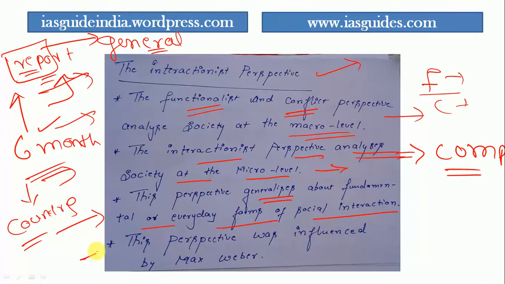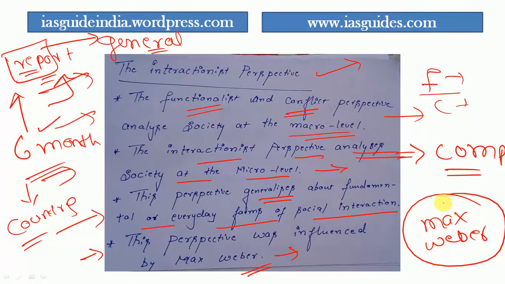This perspective was influenced by Max Weber. Max Weber is the person who worked extensively on the interaction perspective. Not only Max Weber, there is another very famous sociologist who contributed after Max Weber, and his name is George Herbert Mead. I'll write his name here, George Herbert Mead. He is the person who contributed to the interaction perspective after Max Weber.